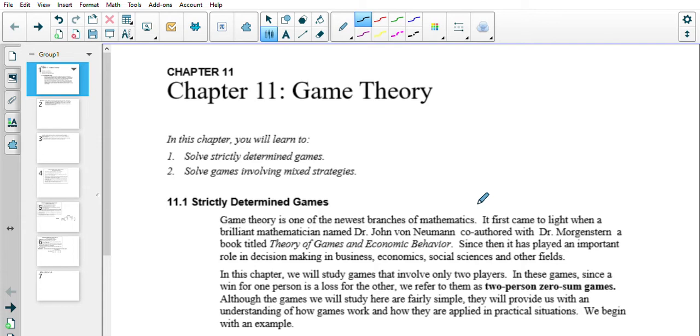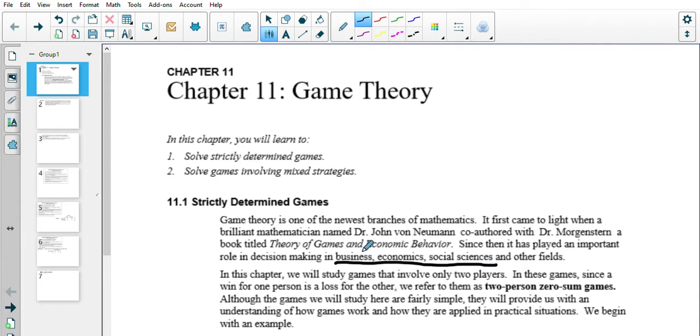Another name that often comes up when we're talking about game theory is Dr. John Nash, who is the subject of the film A Beautiful Mind. He was also a mathematician interested in the field of game theory. So this is a field of mathematics. When we talk about business, economics, social science, it's especially like mathematical modeling for interactions between people or entities.